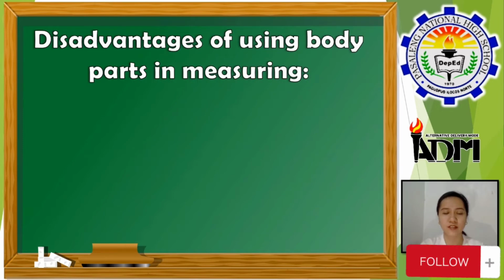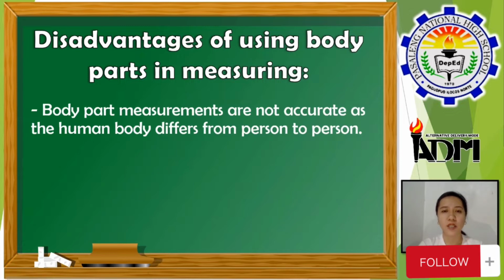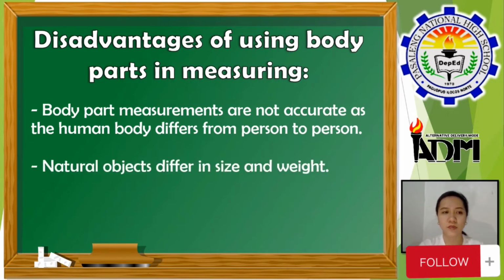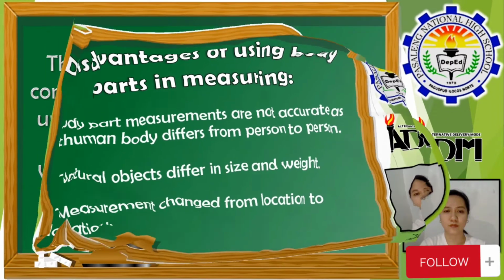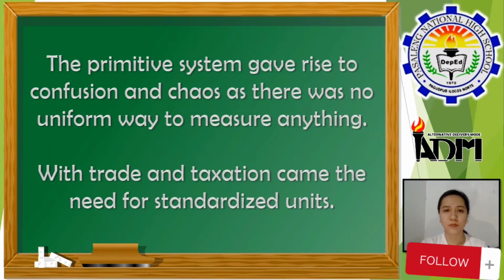So here are some of the disadvantages of using body parts in measuring. The first one is body part measurements are not accurate as the human body differs from person to person. Next, natural objects differ in size and weight. The third one, measurement changes from location to location. The primitive system gave rise to confusion and chaos as there was no uniform way to measure anything. With trade and taxation came the need for standardized units.